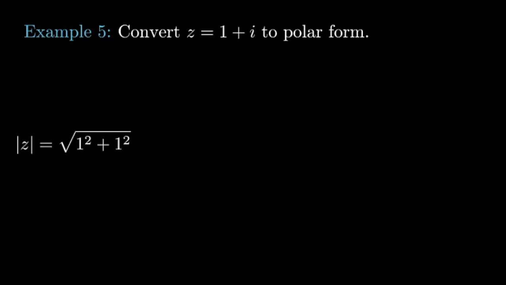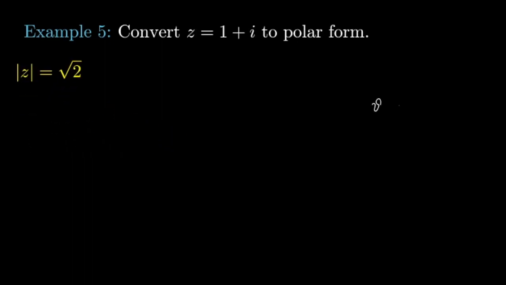Let's now look at an example of converting a complex number into polar form. In this example, we'll convert z is equal to 1 plus i into polar form. Remember that polar form has two components. We need to calculate its modulus and we need to calculate its argument. So the modulus is just going to be the square root of the real part squared plus the imaginary part squared. So the modulus of z is just going to be given by the square root of 1 squared plus 1 squared. In particular, the modulus of z is just going to be given by the square root of 2.